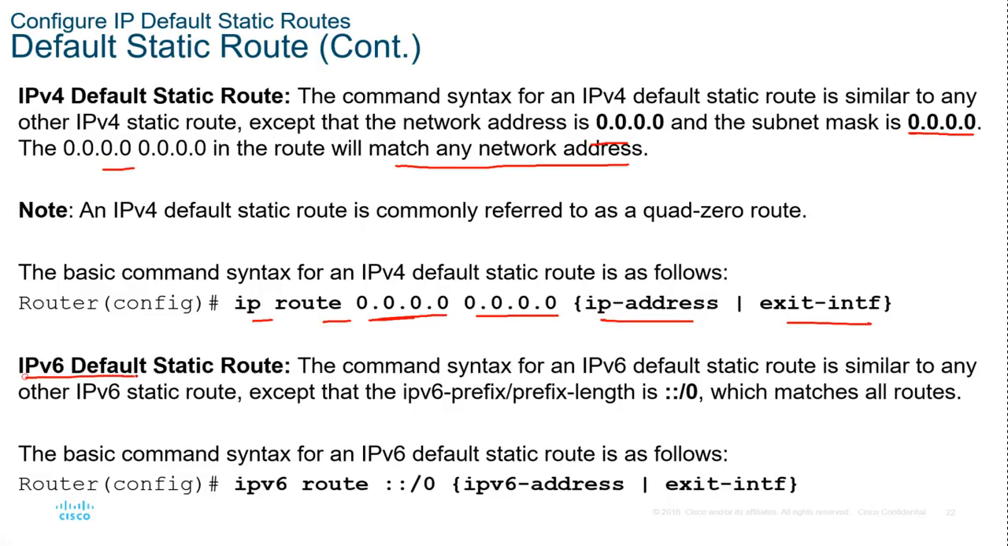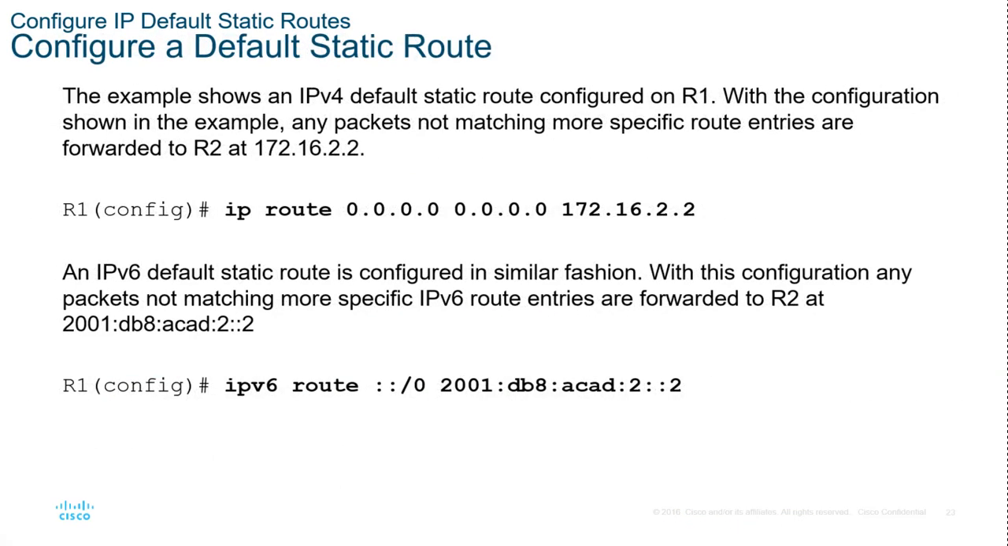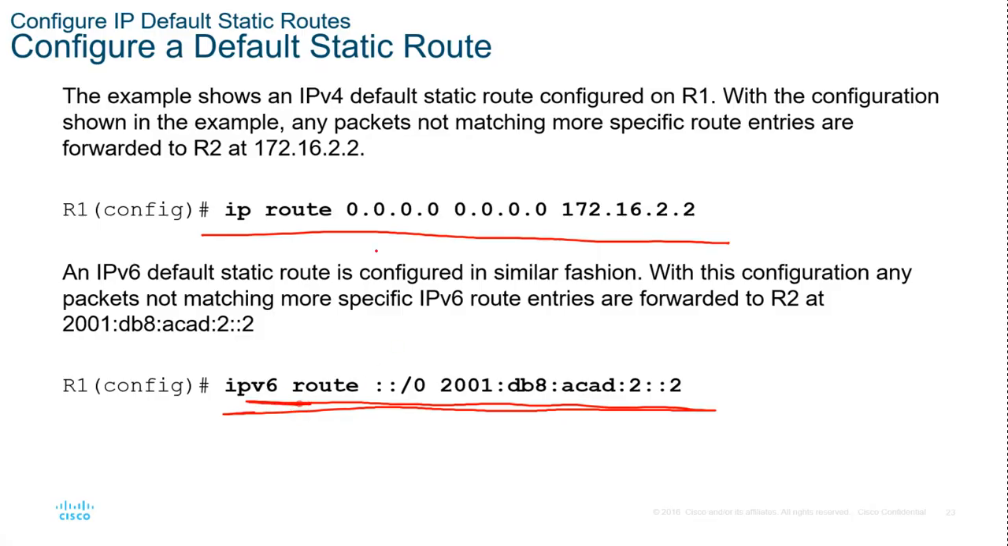Then we have the IPv6 default static. Now that there are zeros, and you know how to abbreviate the zeros, it is abbreviated that way: ipv6 route, then double colon /0, and either the next hop IP address or exit interface. This is for IPv4, and this is IPv6, the real example.